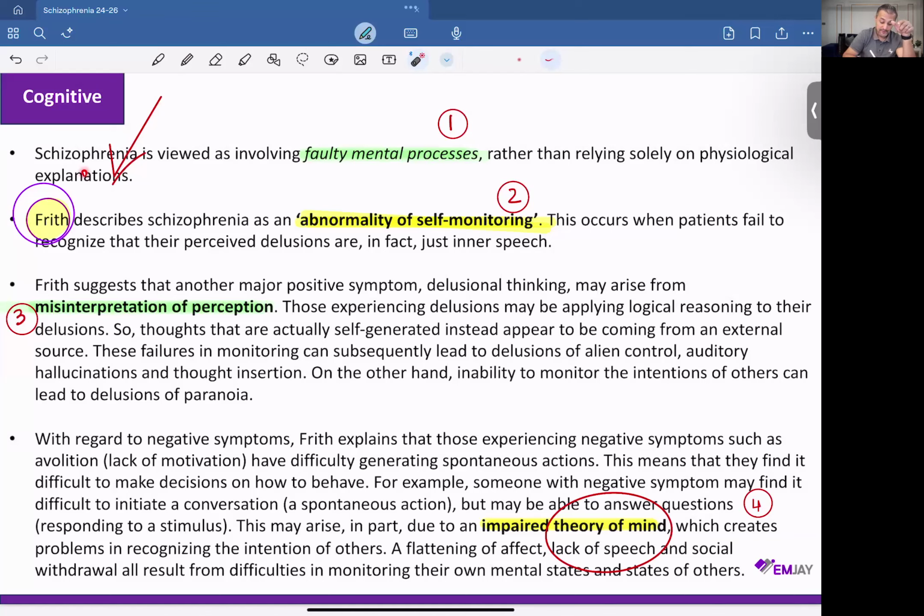Frith, this is a name that I was mentioning. You could see this as a reference study. Frith described schizophrenia as an abnormality of self-monitoring. This occurs when patients fail to recognize that their perceived delusions are in fact just inner speech, perceived auditory hallucinations. See, your hallucinations and your delusions, they complement each other, they go hand in hand.